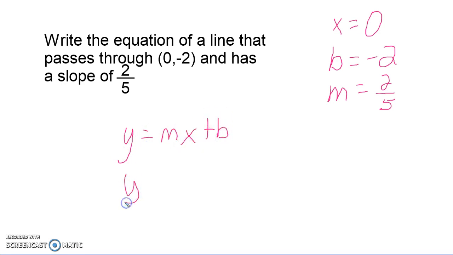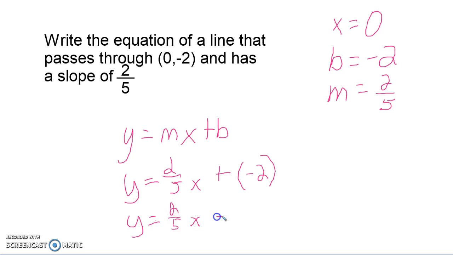Let's just rewrite this where y is equal to m, which is our slope, which is 2/5. So I have 2/5 x. Now in this case, we would have plus -2. And we know that plus a negative means to subtract. So we could rewrite this as y equals 2/5 x minus 2. And that would be the equation of that line.